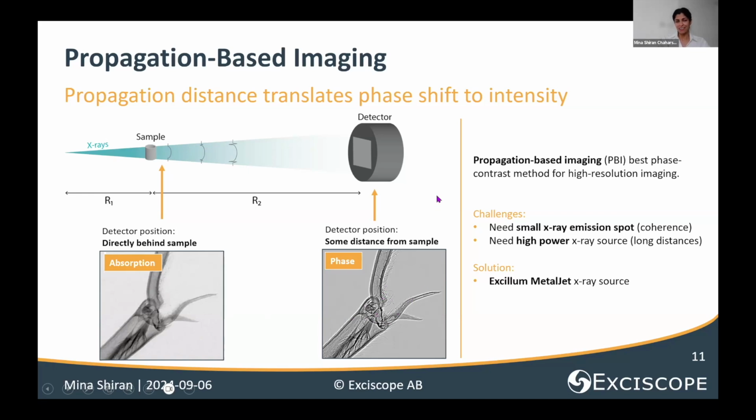However, yeah, the setup looks nice and straightforward. However, there are some challenges when it comes to using the propagation-based imaging technique, and one of them is that we need quite a powerful source, and at the same time, we need to have a small spot on the source. And the way that Excillum overcomes these challenges is using the Excillum metal jet X-ray source.